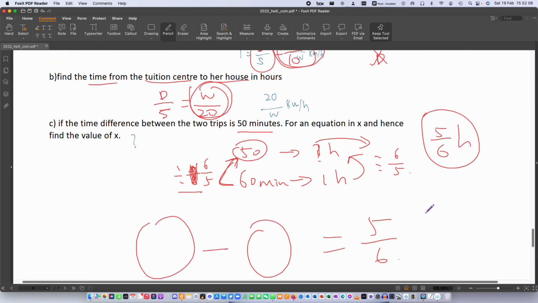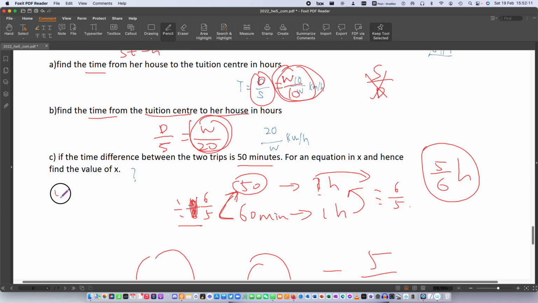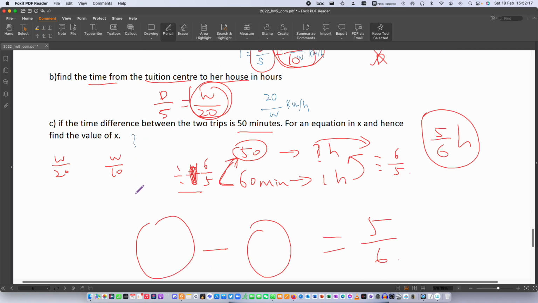You have what for you to play with? You have the W over 20. You have the W over 10. For you to play with. So now the question is, which one goes where? Basically it's either this or this. The bigger one goes first. Which one is the bigger one? Now I want to ask. W over 20 is bigger or W over 10 is bigger? Change to the same denominator first. No, which one is bigger? W over 20 is bigger or W over 10 is bigger?